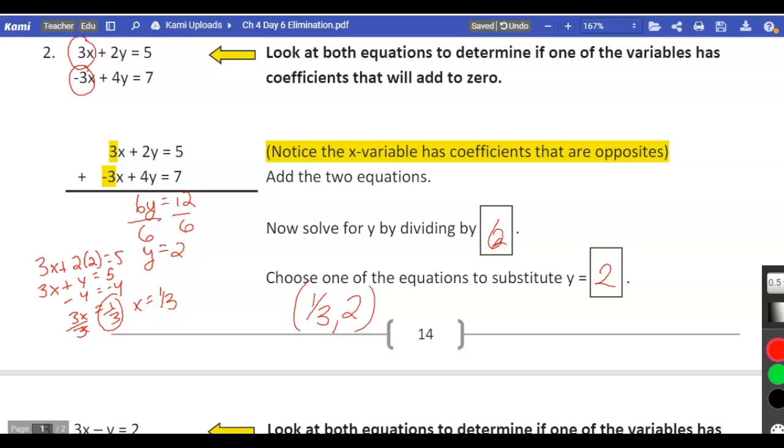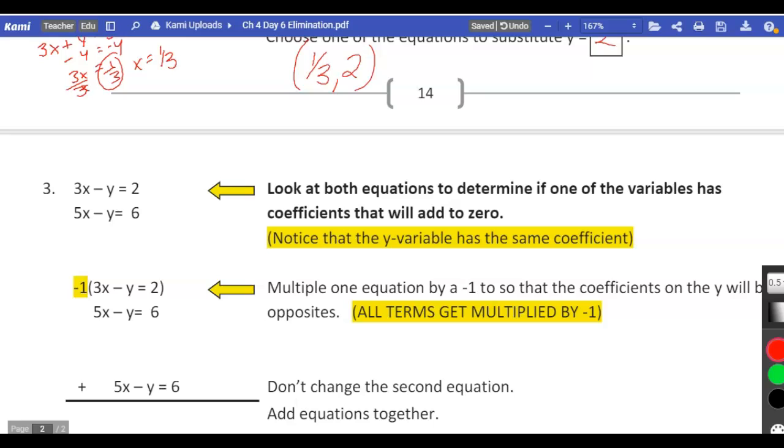So we better check that on both of those. And thankfully, if we plug in 1/3 up here, it's 3 times 1/3. Well, 3 times 1/3 is just equal to 1. Plus 2 times 2 is 4. So 1 plus 4 equals 5? Yeah. And then same thing here, negative 3 times 1/3 is negative 1, and plus 4 times 2, negative 1 plus 8 is 7. So even though you did get a fraction, it does check.